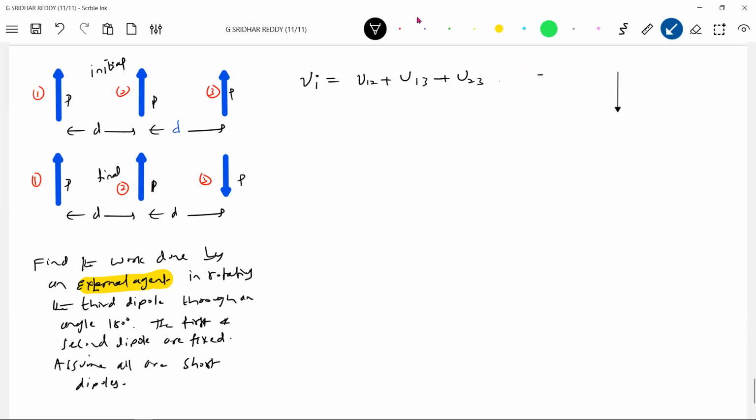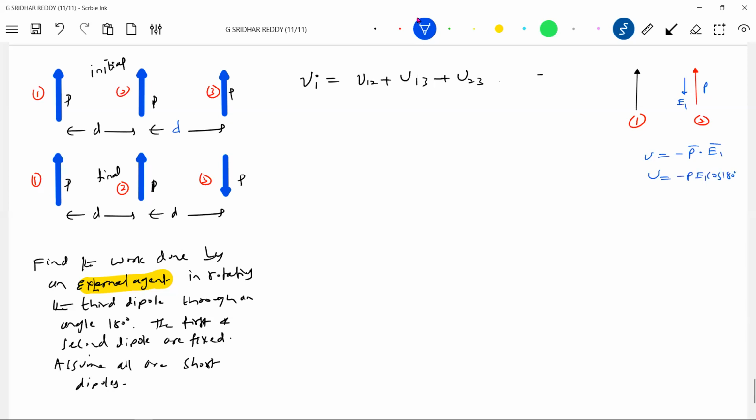If there are 2 dipoles, this is dipole 1 and this is dipole 2. The field due to the first dipole here will be in this direction, E1. This is the second dipole. So what is the interaction potential? It will be minus P bar dot E1 bar, which is equal to minus P E1 cos 180, which is just P E1.